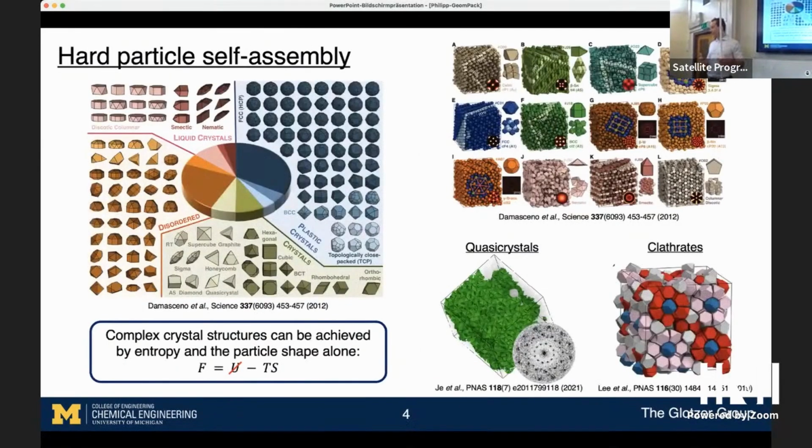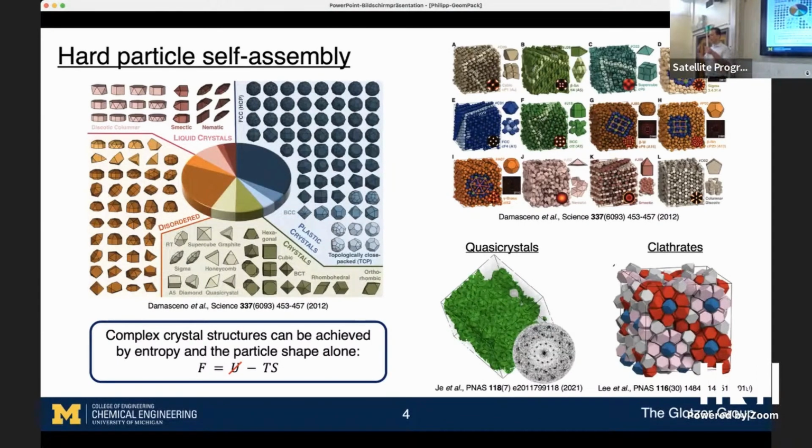in my talk here, I want to first really focus on hard particle self-assembly, where we only have shape, because even if you only look at this assembly where you're not allowed to overlap the particles, so it's purely interacting via excluded volume, you still get a plethora of different and even very complicated crystal structures.